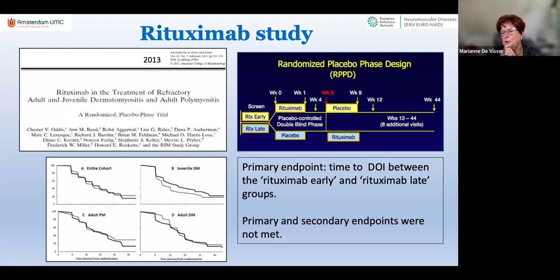They had lots of secondary endpoints. The primary endpoint was the time to DOI between the rituximab early and the rituximab late group. Unfortunately, all these endpoints, both the primary and the secondary endpoints, were not met. However, the patients all reached the predefined definition of improvement, and since then, rituximab is introduced in clinical practice.